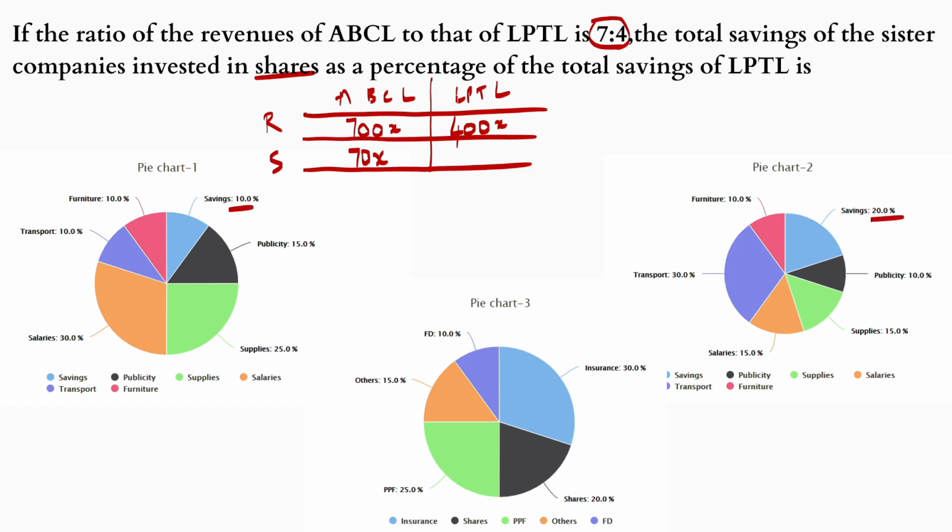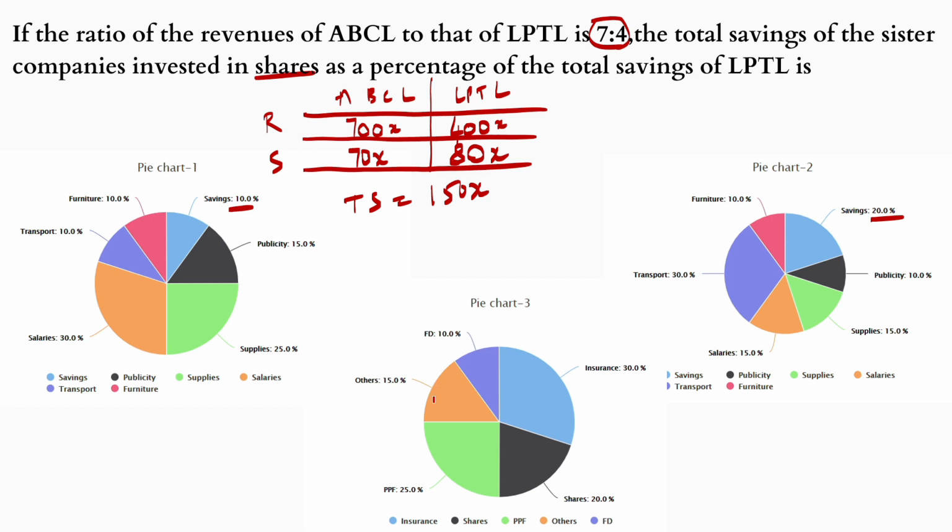So 20% of 40 is 80. So what are the total savings? Total savings is 70 plus 80, so total savings is 150x. But here we are asked to find out the total savings of the companies invested in shares.